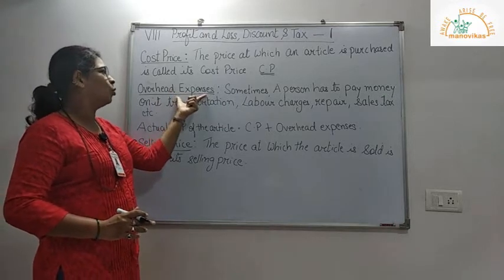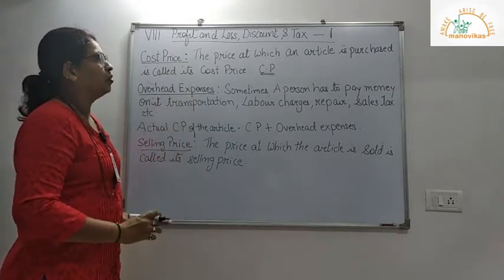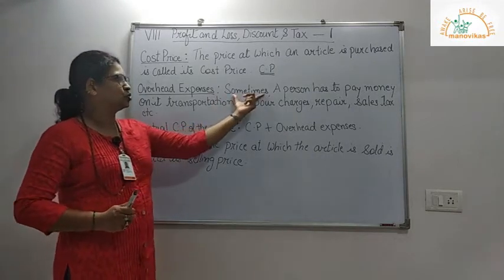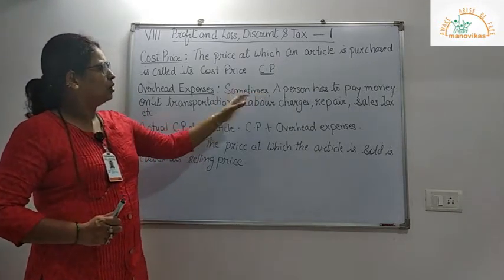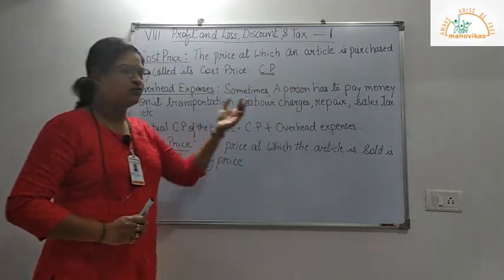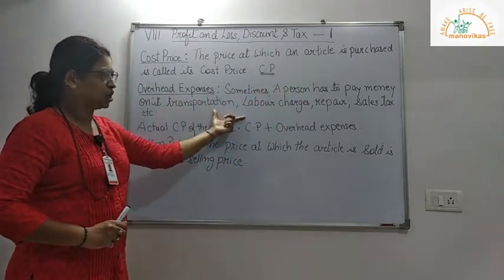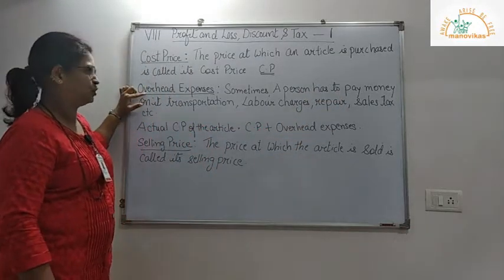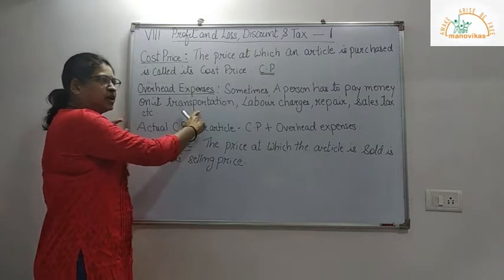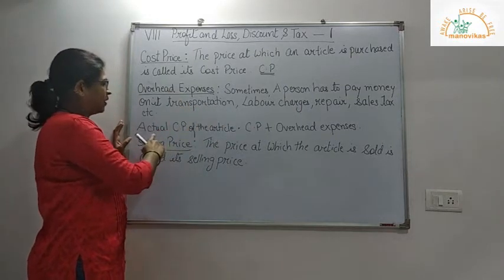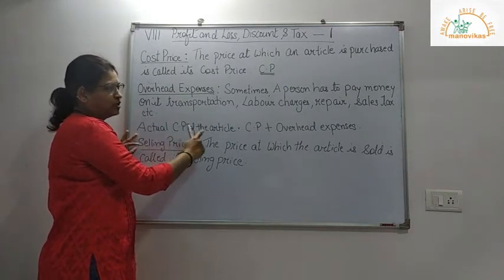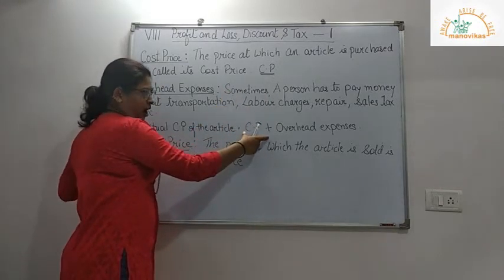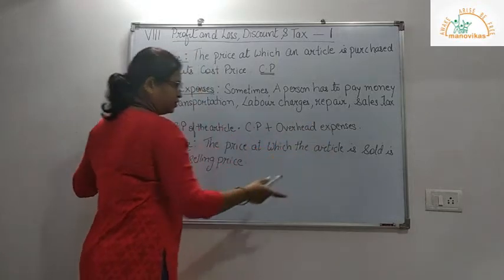Now what do you mean by overhead expenses? Sometimes when a person wants to sell something, or when a person pays some money for transportation, labor charges, repairs or sales tax, that comes under overhead expense. So when a person has incurred an overhead expense, then the actual cost price of the article will be the cost price of the article plus the overhead expense.